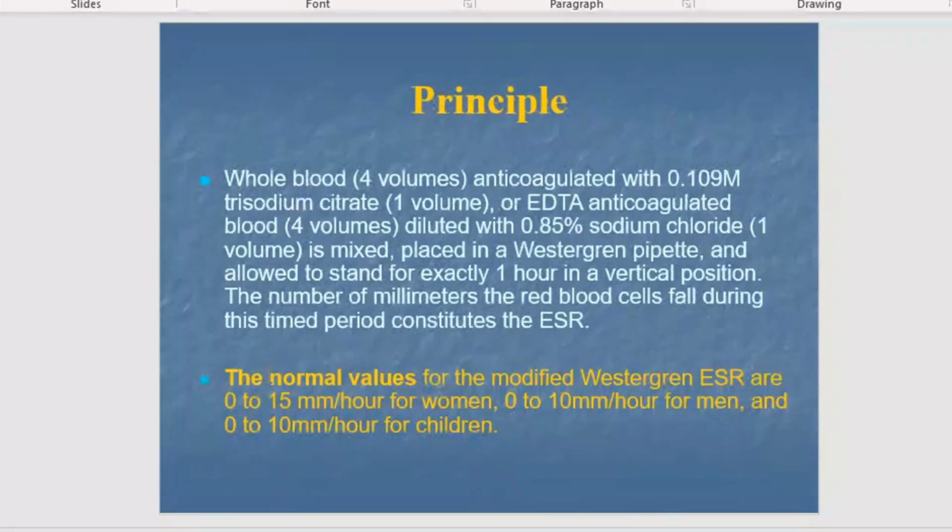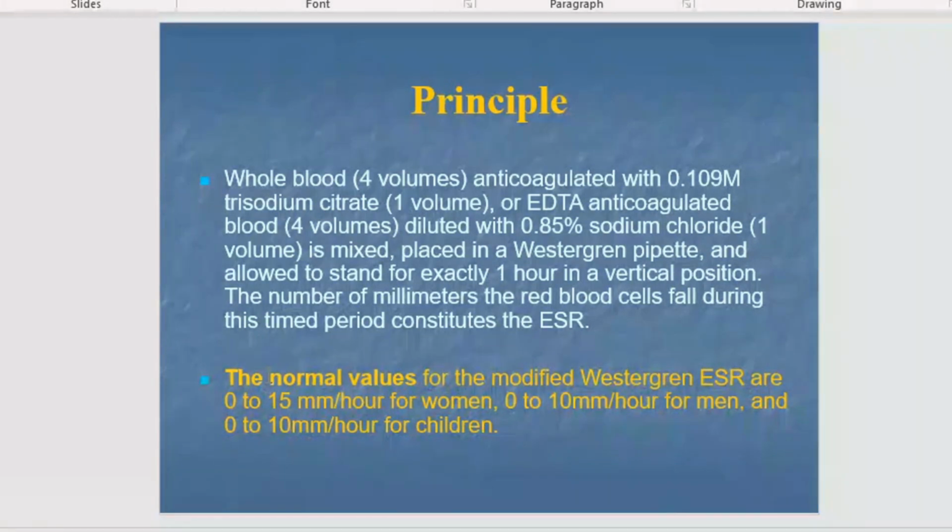And the principle involved in this is whole blood anticoagulated with 0.109 M trisodium citrate or EDTA, 4 volumes, and diluted with 0.85% sodium chloride, is mixed and placed in a Westergren pipette, and then the number of millimeters the red blood cells fall during this timed period constitutes the ESR.